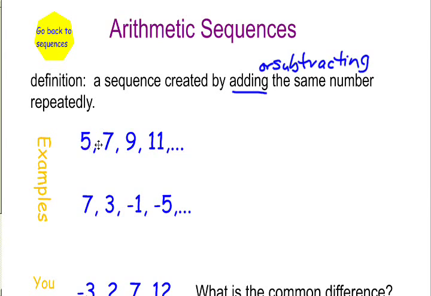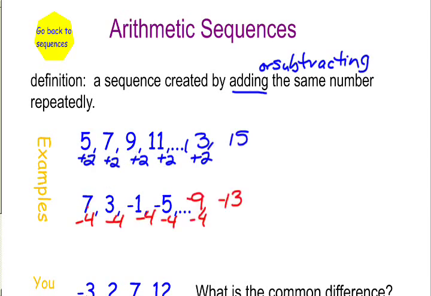So let's look at 5 goes down to 7. That's my sequence. So what's my pattern? 5. If I add 2, I'm going to get 7. If I add 2 to 7, I get 9. If I add 2 to 9, I get 11. So that's my sequence. The next number, add 2, is going to be 13. Add 2, it's going to be 15.